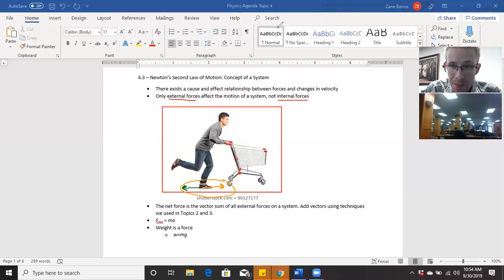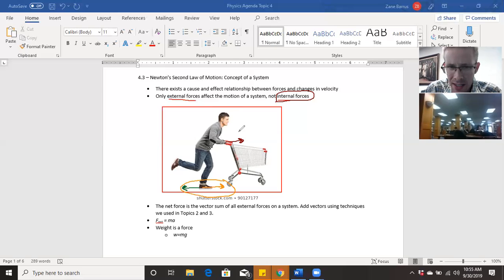Now, because we're treating the guy and the shopping cart as the system as a whole, you might argue that, well, isn't the guy putting a force on the shopping cart itself? Although that's true, that's what we call an internal force because it's happening within the system. That force on the shopping cart from the guy's hands isn't really doing much to the system as a whole because we're treating the guy and the shopping cart as a single unit. Do you understand what I'm saying with that? Give me a thumbs up if you're okay with that concept.